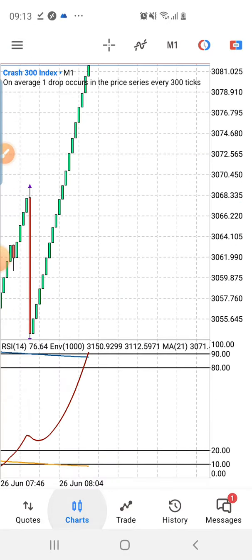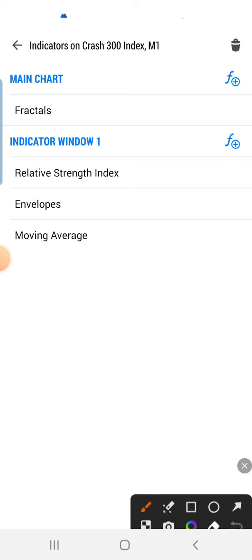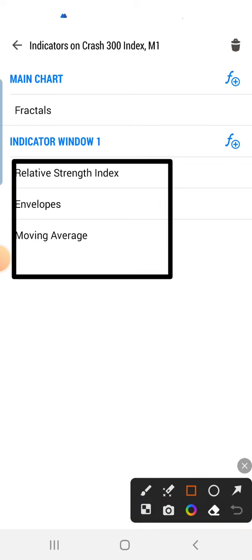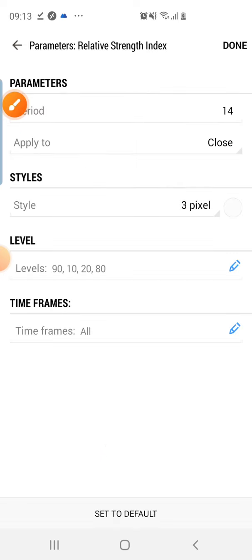So let's go back to the settings quickly. We go to these settings. If you look here, I'm only using this window one right here. I'm not using that fractal. Okay, it's for something else. All right, so if you look here, the setup is just simple, period 14 for RSI. So you can screenshot this.